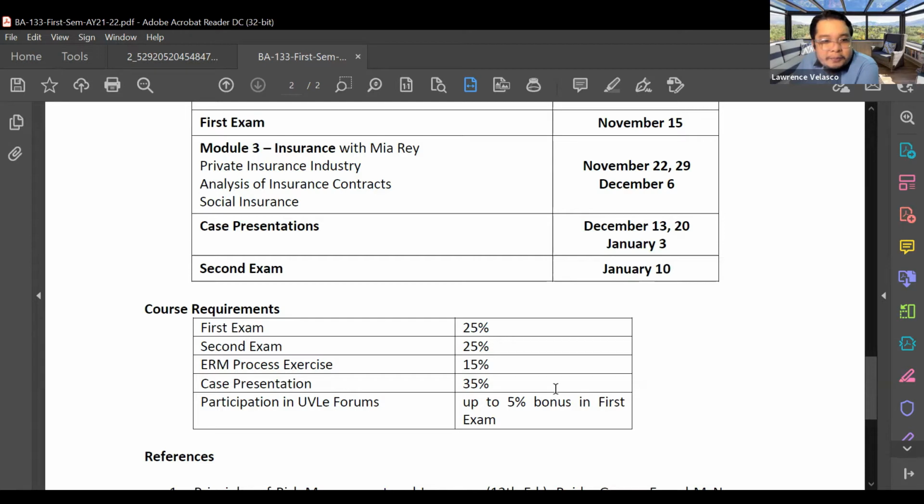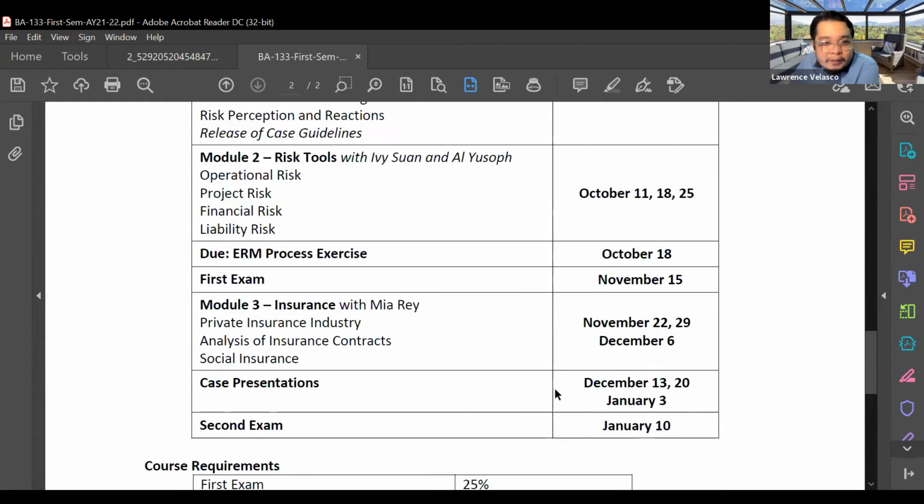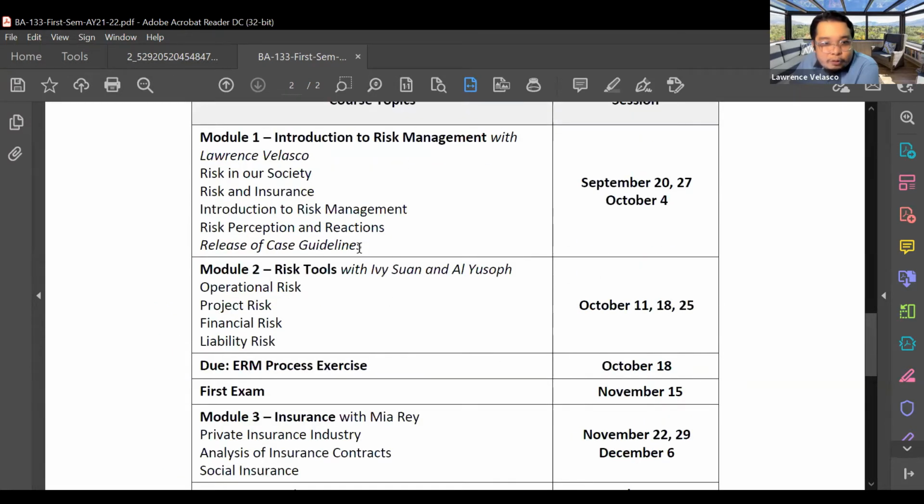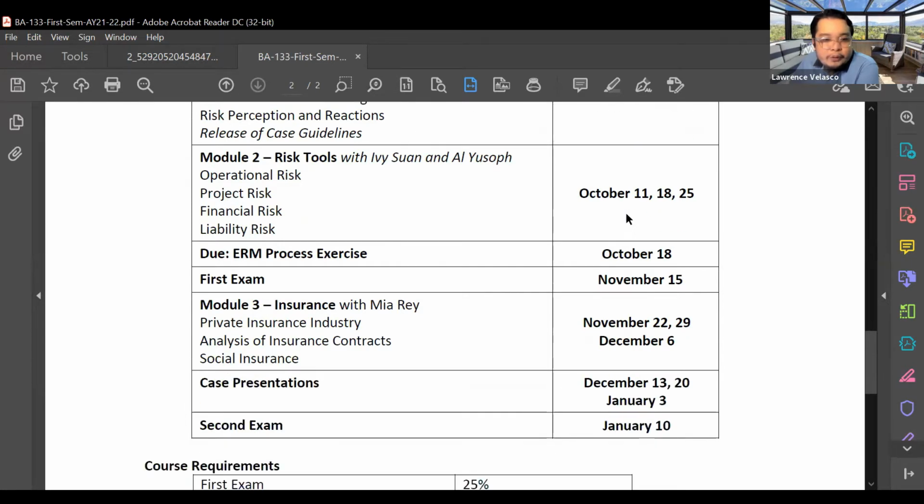There's a case presentation wherein you're supposed to present the risks of an organization and how they should be managed. The guidelines for that will be released on October 4, the last day of my module, or the first day of the module of Dr. Suwan and Professor Yusuf, module 2.